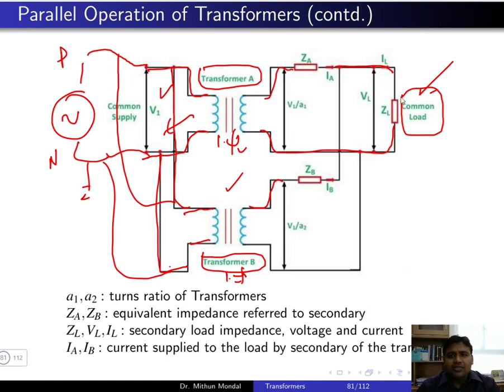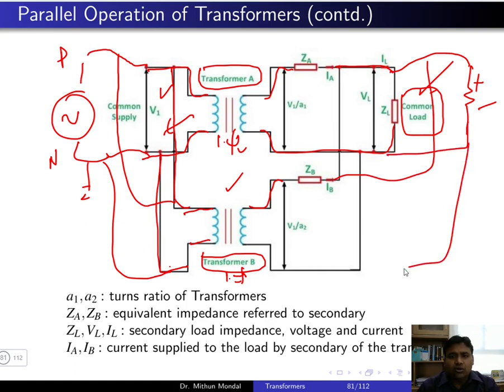So if I take this load to be something which is resistive, and take this as positive sign and negative sign, then the positive of this will be connected to the positive of this, and the negative of this will be connected to the negative of this. So again, the polarity of the network from the secondary side also should remain the same.